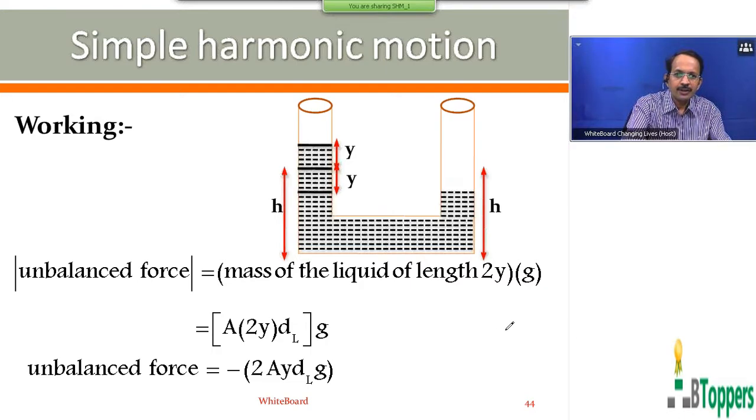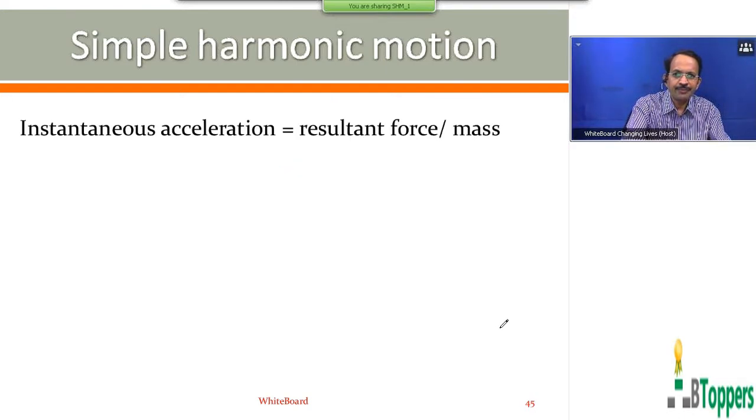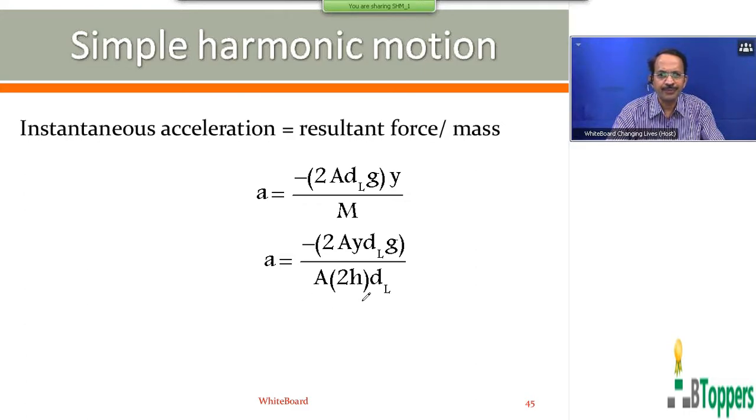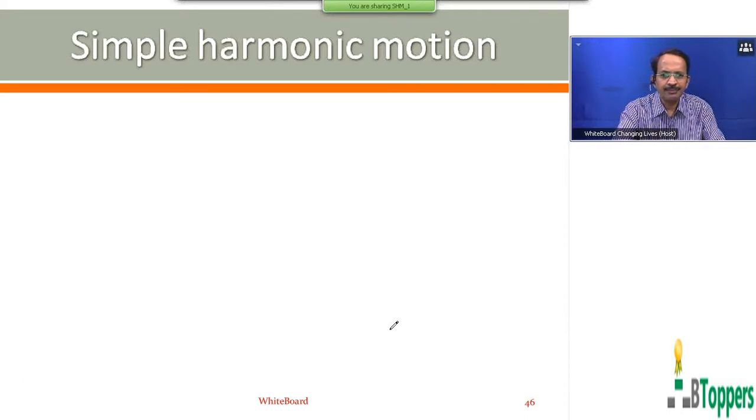So I'm going to show the continuation for this. Instantaneous acceleration is equal to resultant force by mass from Newton's second law. Then you can write it as resultant force on the liquid column, minus 2A dl g y, divided by m. M is the mass of the liquid column of length 2h. That you can write as volume of the liquid column of length 2h into density of liquid. The volume of the liquid column of length 2h is A into 2h. So you get a equal to minus g y by h.